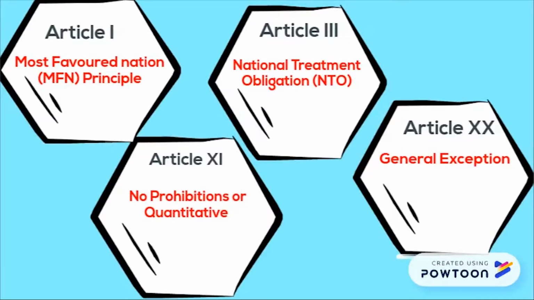As you can see, Article 1 is all about most favored nation. Article 3 is more into national treatment obligation. Article 11 is no prohibitions. And Article 20 is general exceptions.